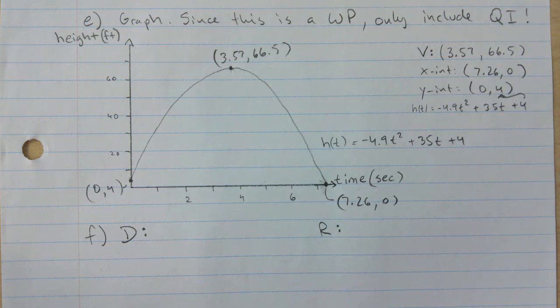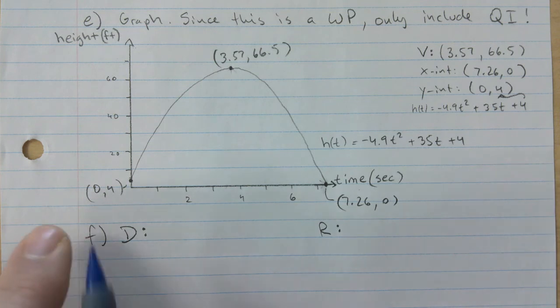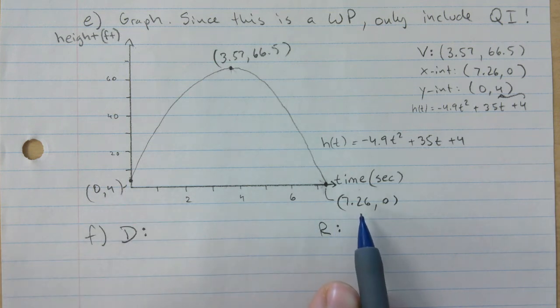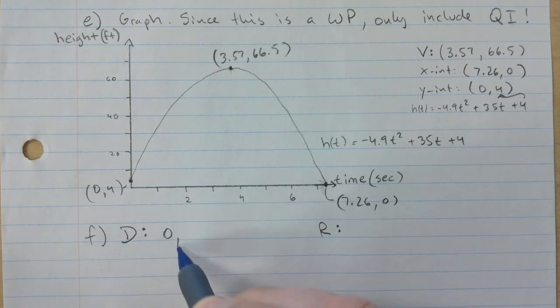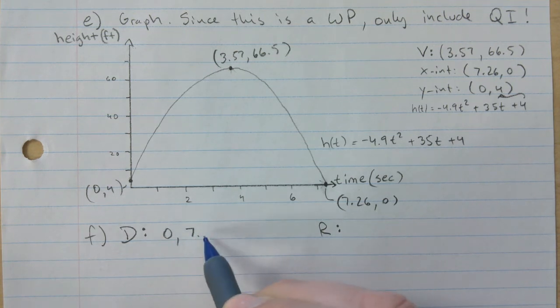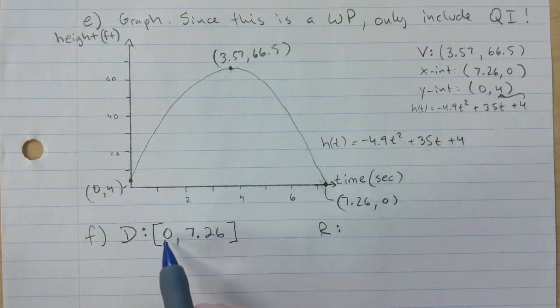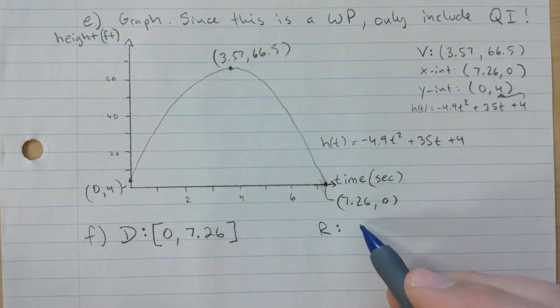Right? Because technically the parabola's domain is negative infinity to positive infinity. But in this particular problem, it goes from time 0 to 7.26. So it's 0, 7.26. And this is the x-intercept. If you look back in your notes, I told you that most of the time it'll be 0 to the x-intercept for your domain. Don't have infinities there.